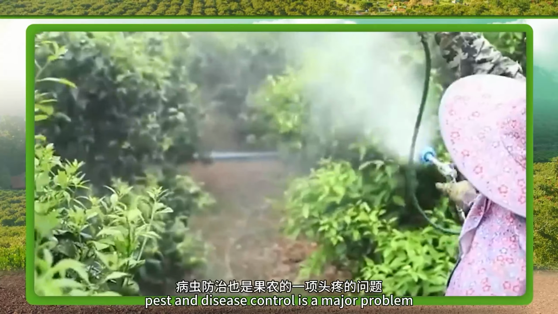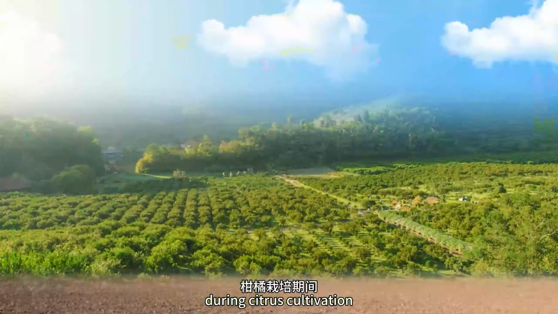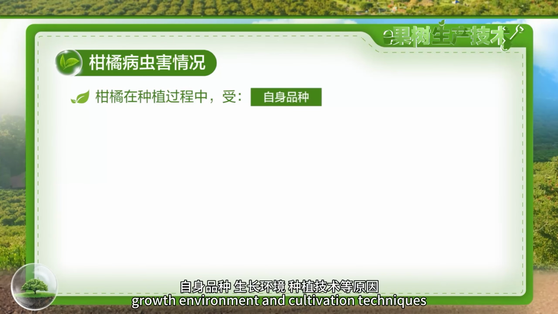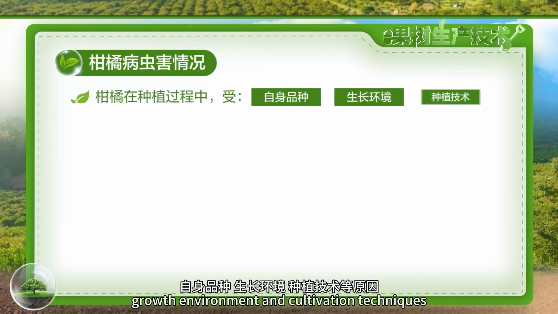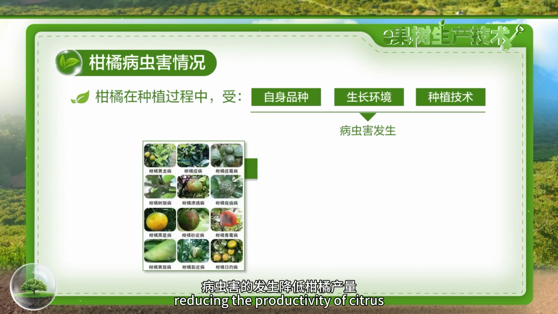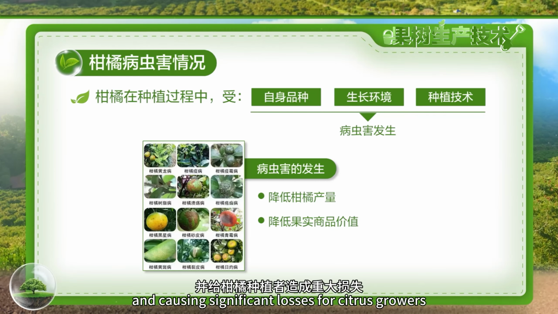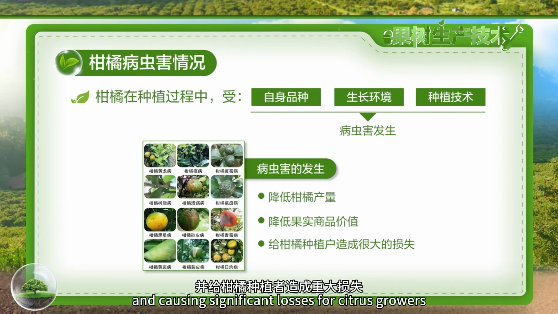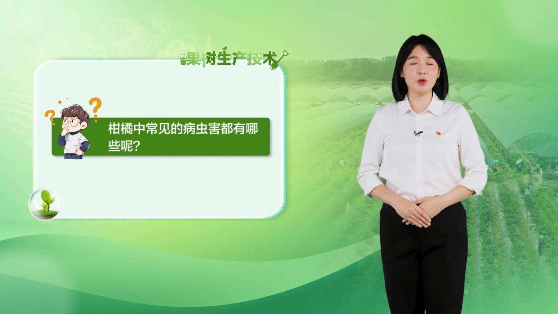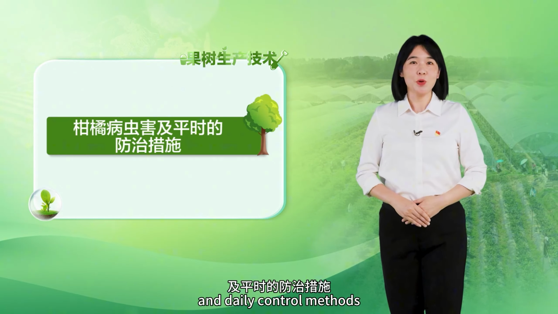This shows that pest and disease control is a major problem for citrus growers. During citrus cultivation, due to factors such as variety, growth environment, and cultivation techniques, pests and diseases are inevitable, reducing the productivity of citrus, lowering the commercial value of the fruit, and causing significant losses for citrus growers. So what are the common pests and diseases in citrus? Today, we'll introduce citrus pests and diseases and daily control methods.